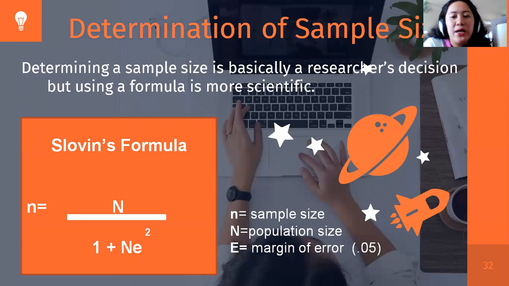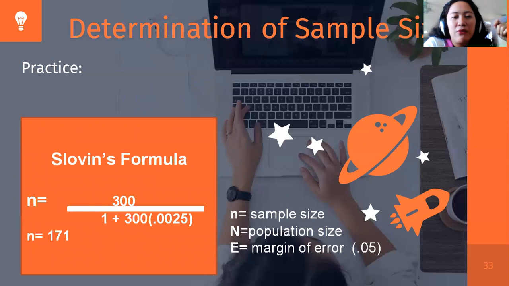So let's try to apply this formula. For example, if you are trying to determine the language skills or the language efficiency of the AB English students of your university, and then the entire AB English population is 300. That would be our population size. So how will you know the number of samples that you need in order to represent the entire AB English students? You need to use this formula. We have 1 plus the population size multiplied to the square of the margin of error. So this is our result. We have 171 needed samples.